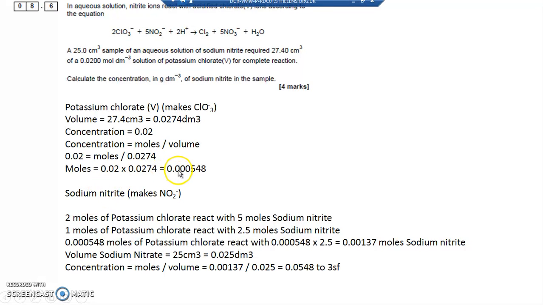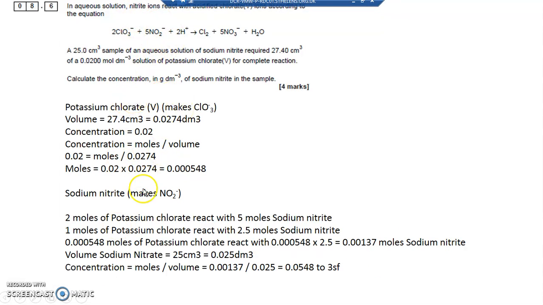I've actually only got 0.00548 moles of the potassium chlorate 5. I've not got 1. So if 1 makes 2.5 of the sodium nitrite, 0.00548 of potassium chlorate must react with 0.00548 times 2.5 because it's in a 2 to 5 ratio. 0.0137 moles of sodium nitrite are getting used up.